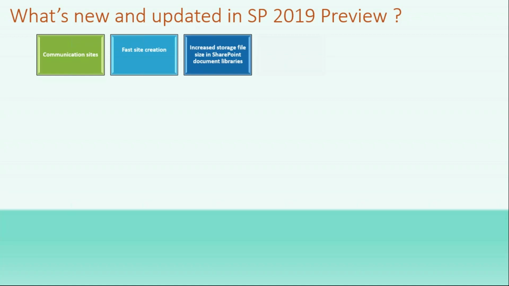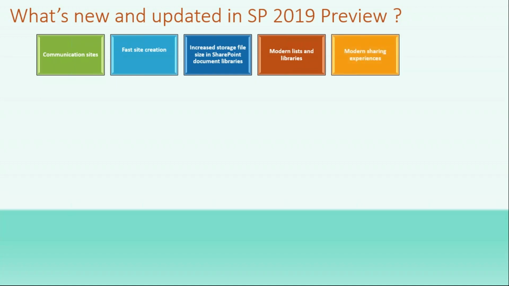Then we have increased storage file size in SharePoint document libraries, which is something I just spoke about. And then we have the modern lists and libraries. So we also have the modern team site here, which means the list and library views, everything is going to remain a modern sharing experience. So whatever you see on a modern team site in your Office 365, the same would be applicable here.